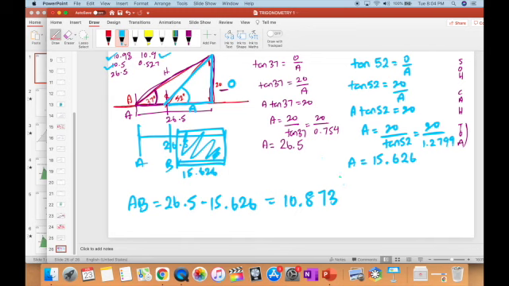At the end of the day, when you're doing these type of questions, I would suggest for accuracy's sake that you use 3 or even 4 decimal places. Do not use 1 decimal place.